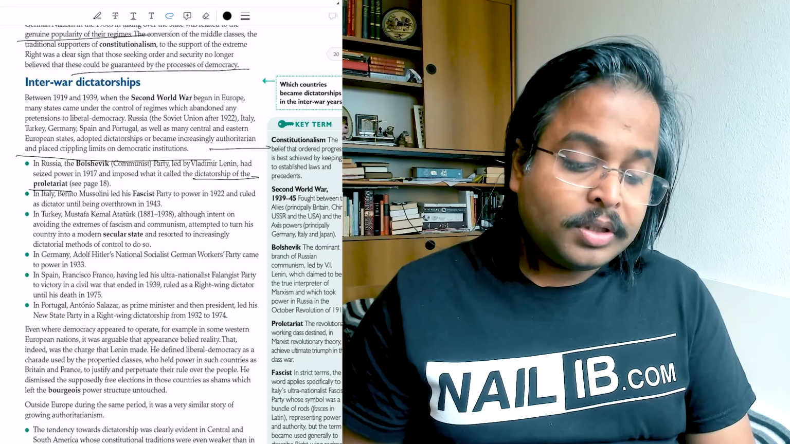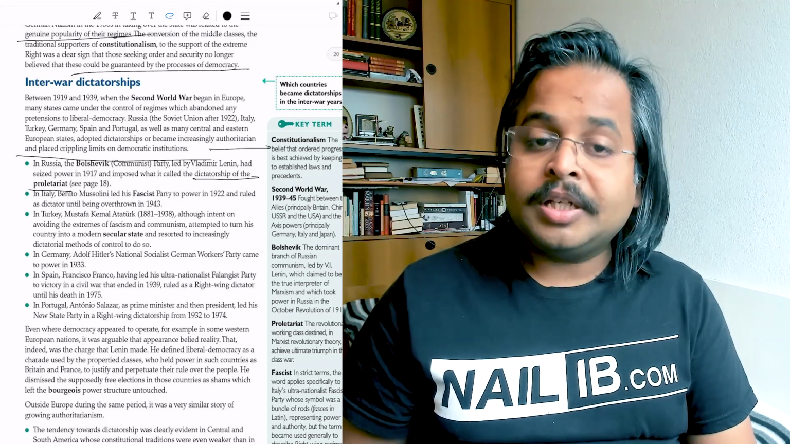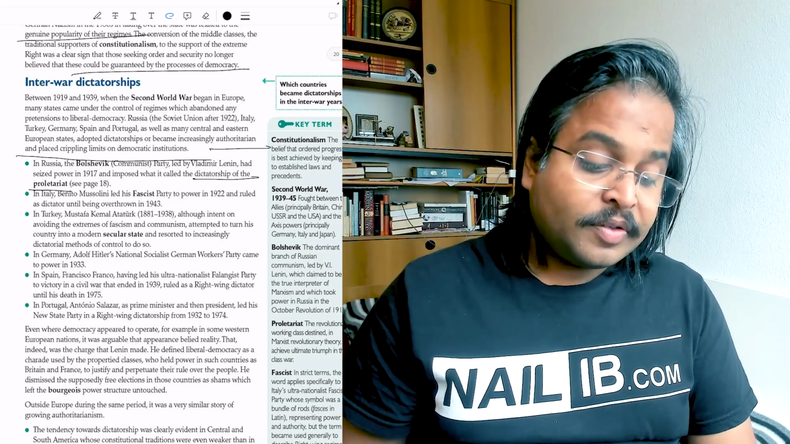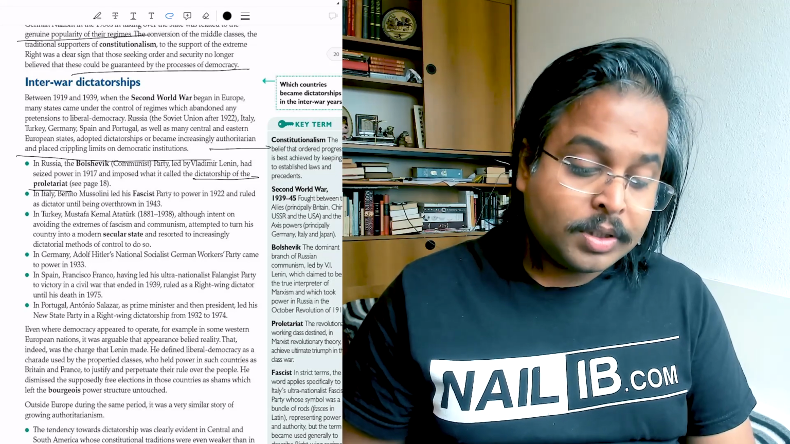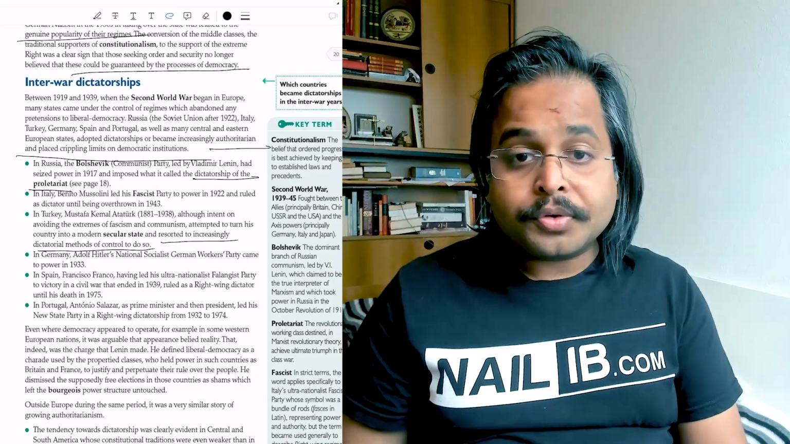In Italy, Benito Mussolini led his fascist party to victory in 1922 and ruled as a dictator until being overthrown in April of 1943. In Turkey, Mustafa Kemal Atatürk, although intent on avoiding the extremes of fascism and communism, attempted to turn his country into a modern secular state and resorted to increasingly dictatorial methods of control to do so.